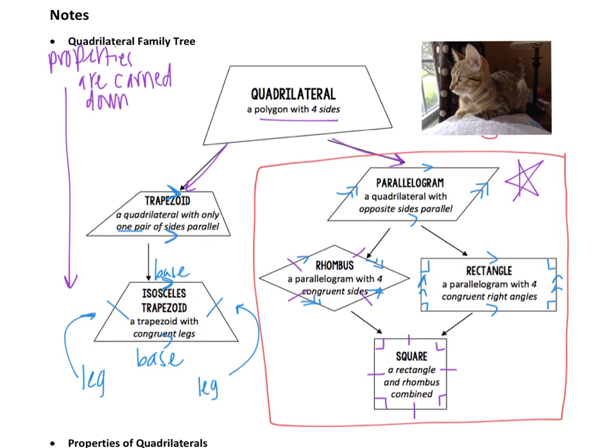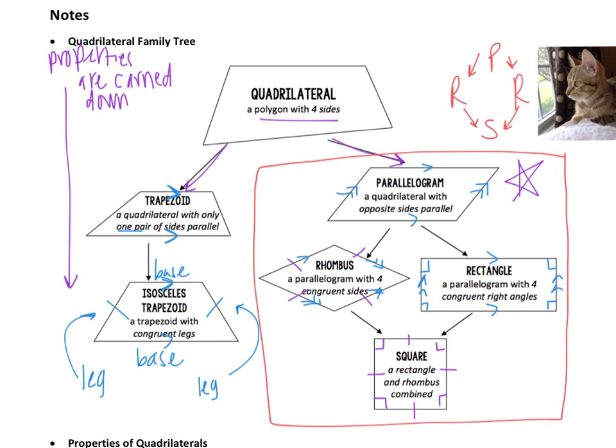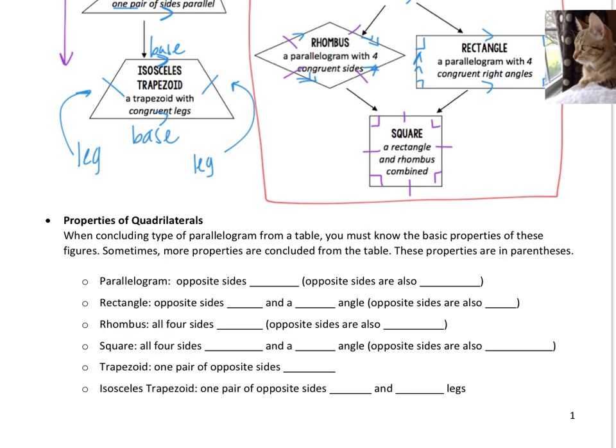I couldn't resist the cat picture, so here you go. Again, P-R-R-S, purrs, like my little kitty Betsy. Say hi, Betsy. Okay, moving forward. Properties of quadrilaterals. Wow, Betsy's going to stay right there with us.